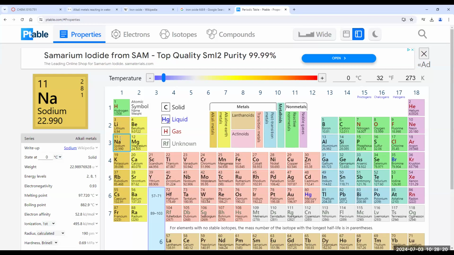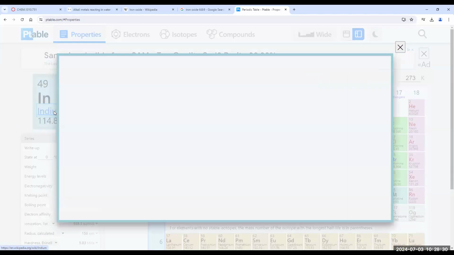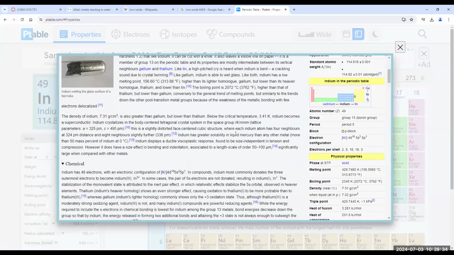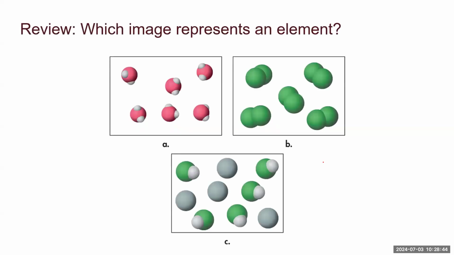So ptable.com, I think it's a really great resource to visit for the periodic table, because when you go on any of the elements, the Wikipedia entry pops up, and that's chock full of information. Now, back to the periodic table. Okay, so which image represents an element?